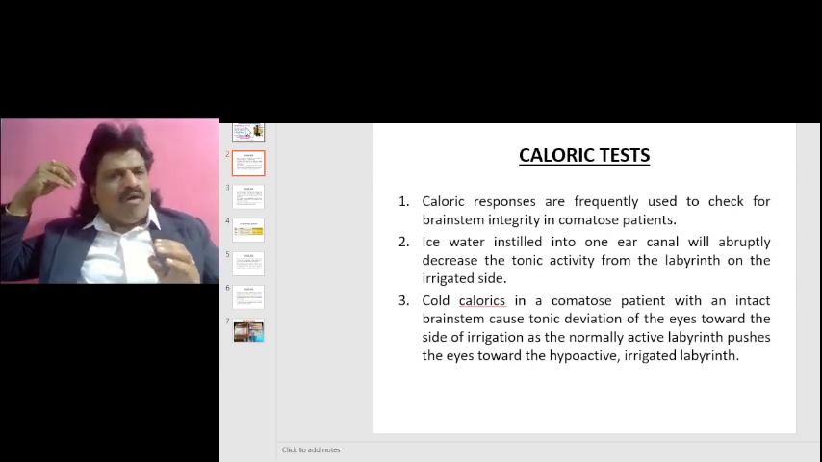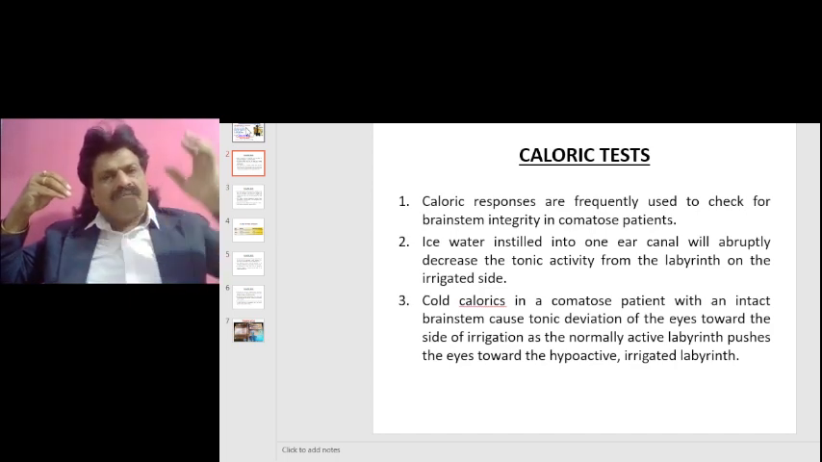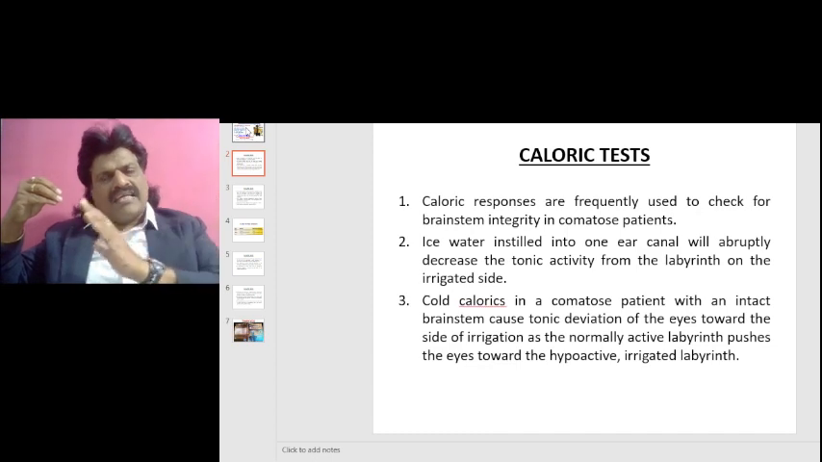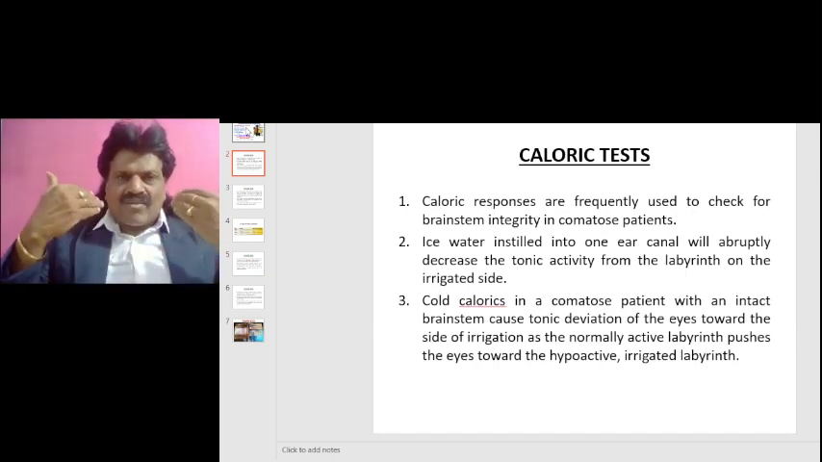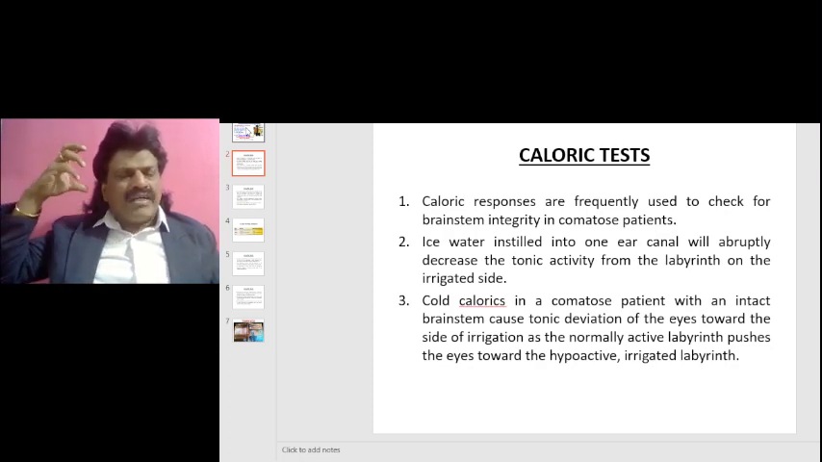So when you put warm water, for example on the right side, eyes will go to the left side, but the frontal eye fields area number 8 will push the eyes towards the right side. So there will be nystagmus to the right side. That means the same side of stimulation. That is warm water. At the other end of the spectrum, when you put cold water, you are inhibiting the labyrinth, or it is made non-functional.